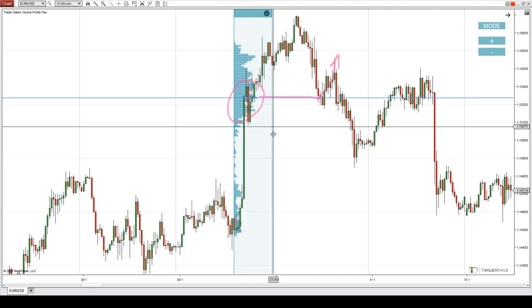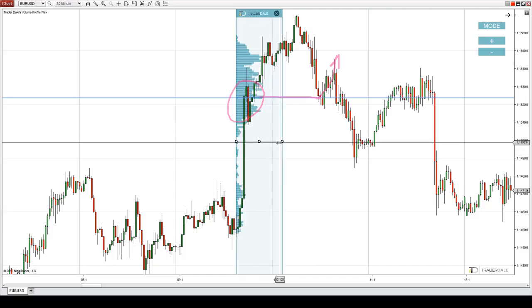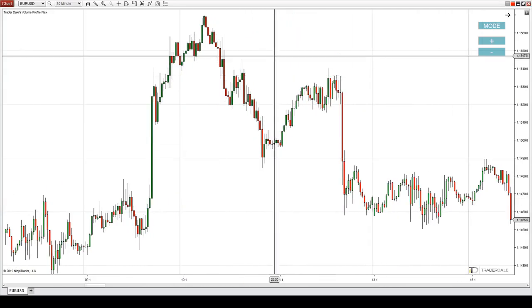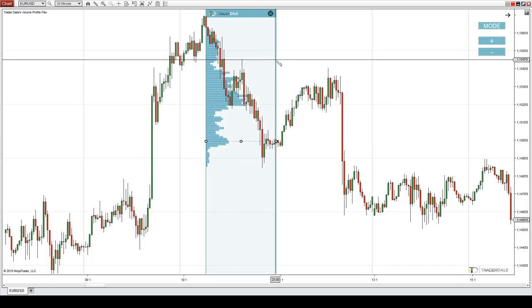Then, as the day was progressing, there was another volume cluster in here. Heaviest volumes being in here, so it would be a long from there, and also a very nice profit, very nice reaction. Alright, so the next big volume cluster was in here, with heaviest volumes being in here.